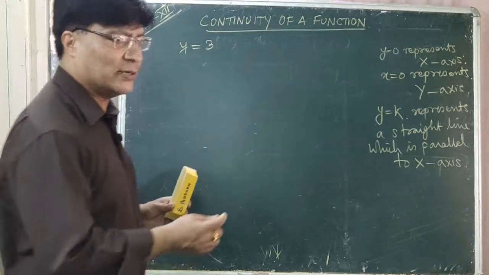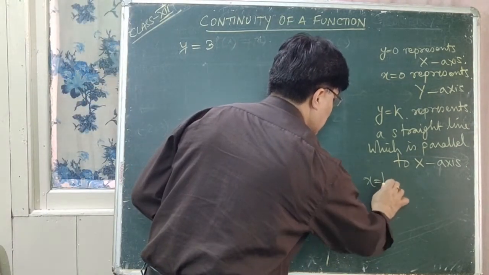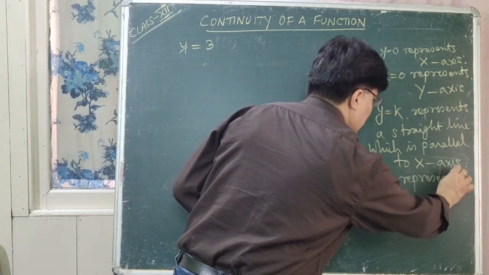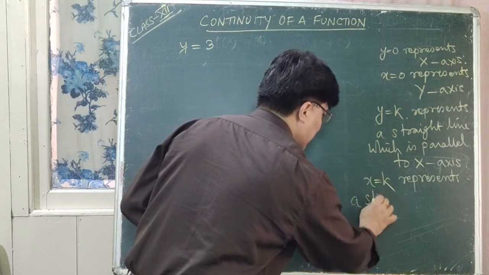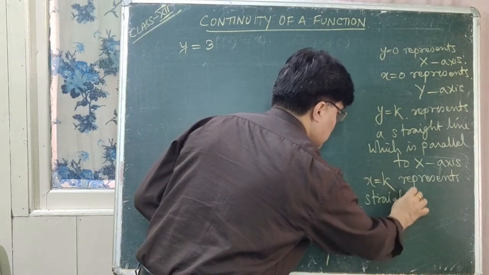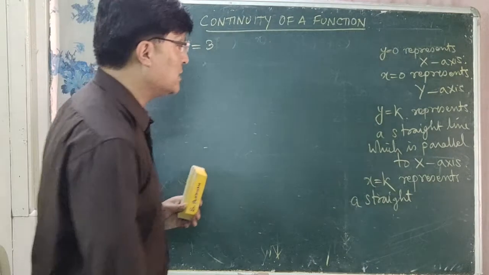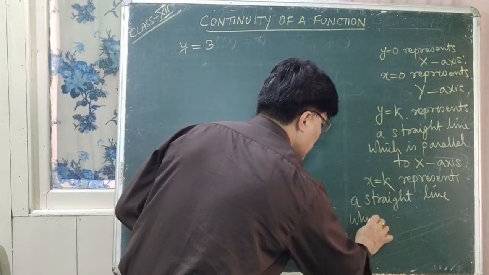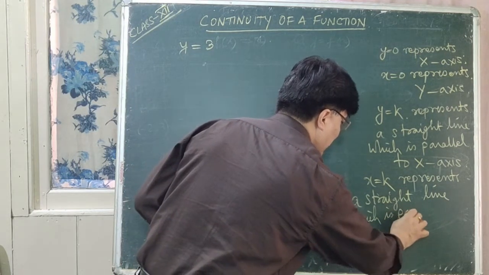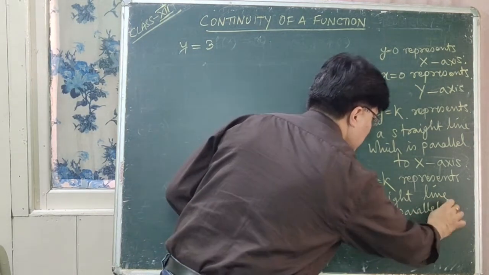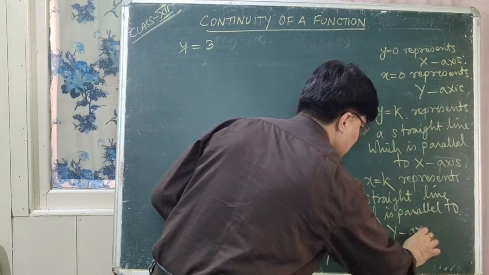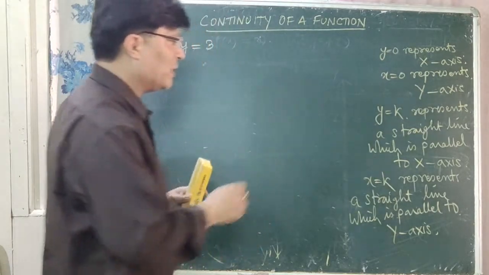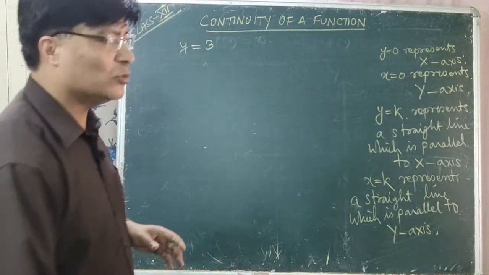So you know that similarly x is equal to k represents a straight line. Similarly, x is equal to k represents a straight line which is parallel to which axis? Parallel to the y-axis. Is that clear now? So x is equal to k represents a straight line which is parallel to the y-axis.